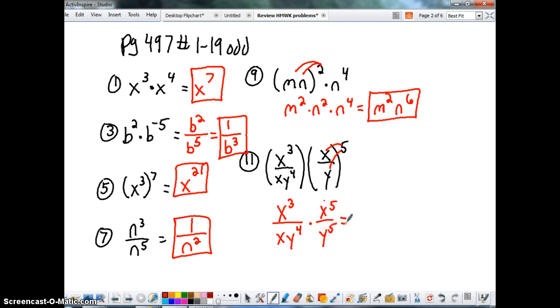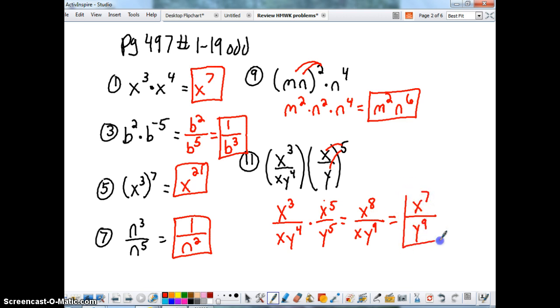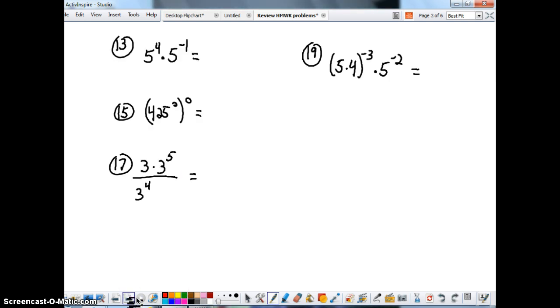So there's a couple ways to proceed. What I'm going to do is make this one fraction first, and then I will reduce. So on top I have 8 x's, x to the 8th. On the bottom I have 1 x and I have 9 y's, 4 plus the 5. Now I'm going to just reduce this. There are extra x's on the top. There are 7, so it's x to the 7th over y to the 9th. You cannot reduce those. They are not like terms. So that is the final answer for that piece.